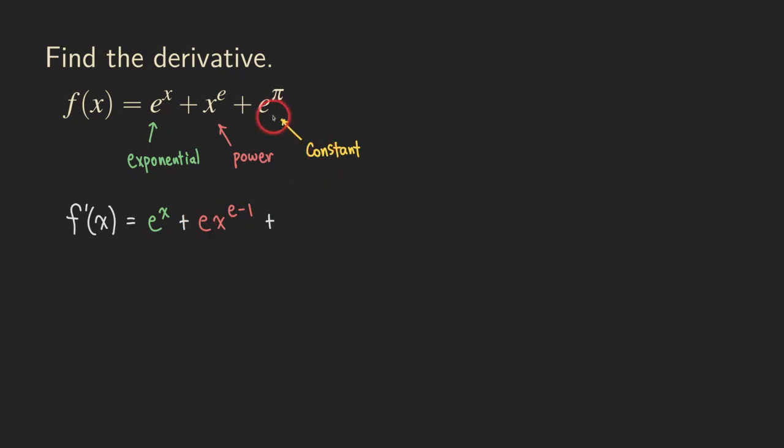And then for the constant function, we use the constant rule. Constant rule tells us that when we differentiate a constant with respect to x, we are going to be getting 0. Okay, so that's the answer here. We can actually clean up the expression because we don't need to put down the 0. So the final answer will just be e to the x plus e times x to the e minus 1. Yeah, so that's our final answer.